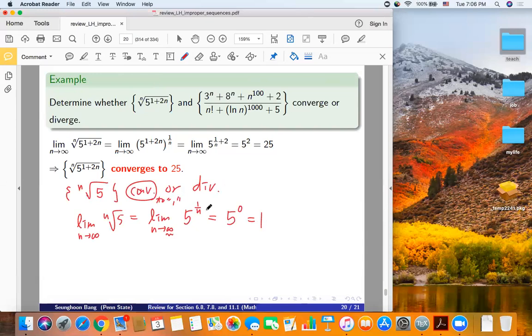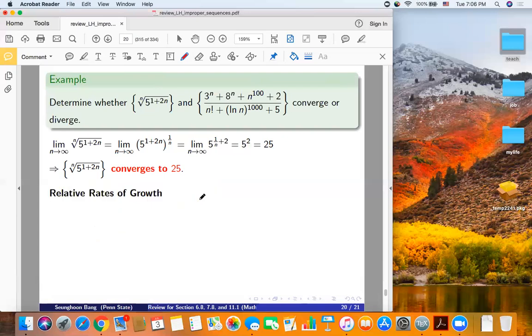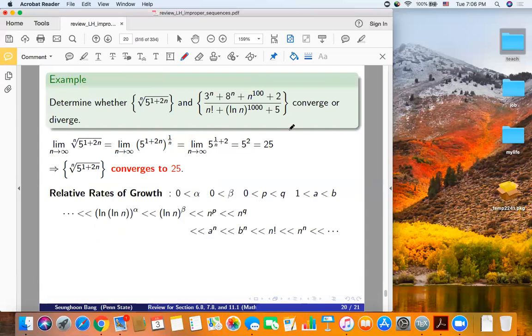This is the idea. Really be careful. You can change the radical form to the exponential form and calculate very carefully. The second problem, we use relative rate of growth. You can use it.